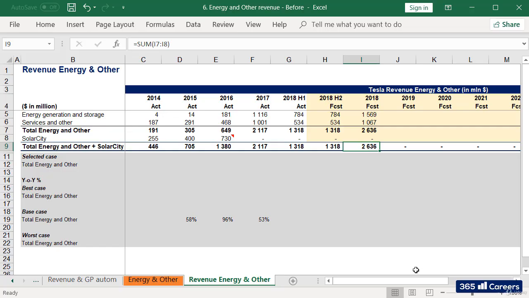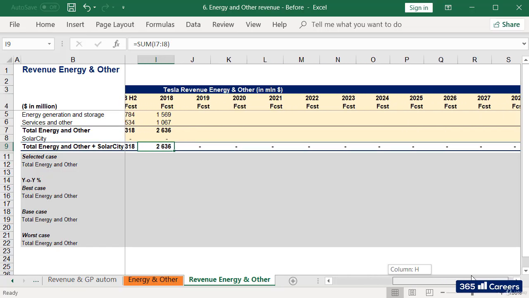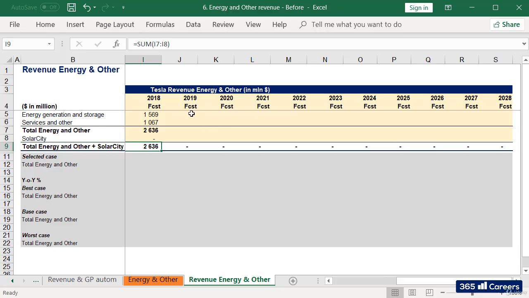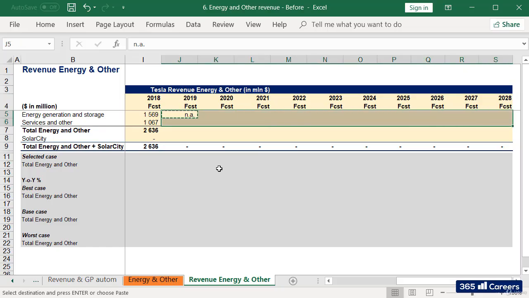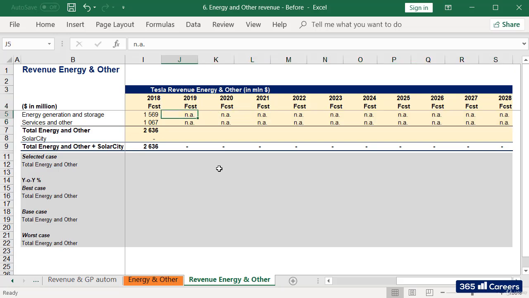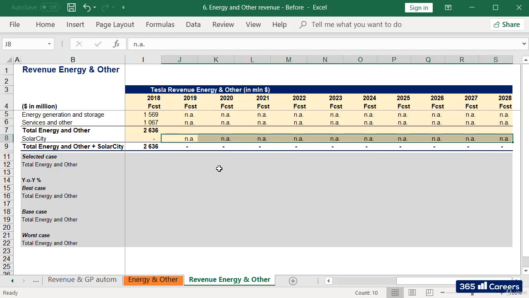Next, we need to forecast revenues from 2018 onwards. However, given that we don't have much information regarding the nature of what's included in energy generation and storage, as well as in services and other, I intend to forecast the two together. I'll type NA in all these cells and will also add NA for the Solar City subtotal, given that Solar City has already merged into Tesla. This is the row where we'll do our forecast.